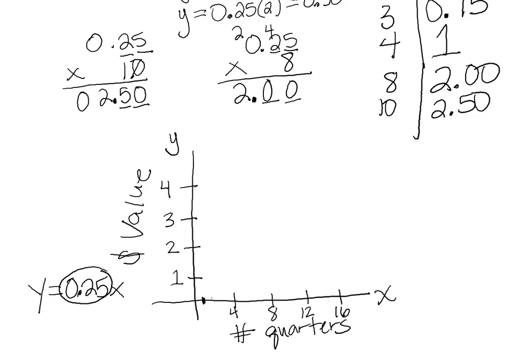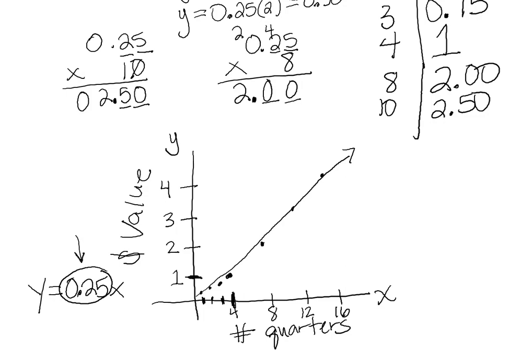So 1/4 is 25 cents. 2/4 is 50 cents. 3/4 is 75 cents. 4/4 is $1. So here we see 4 on the x-axis is across from 1 on the y-axis, showing me that 4/4 is $1. We also determined that 8/4 is $2. 12/4 would be $3. 16/4 would be $4. So we can see how this line represents the relationship between how many quarters and how much money.